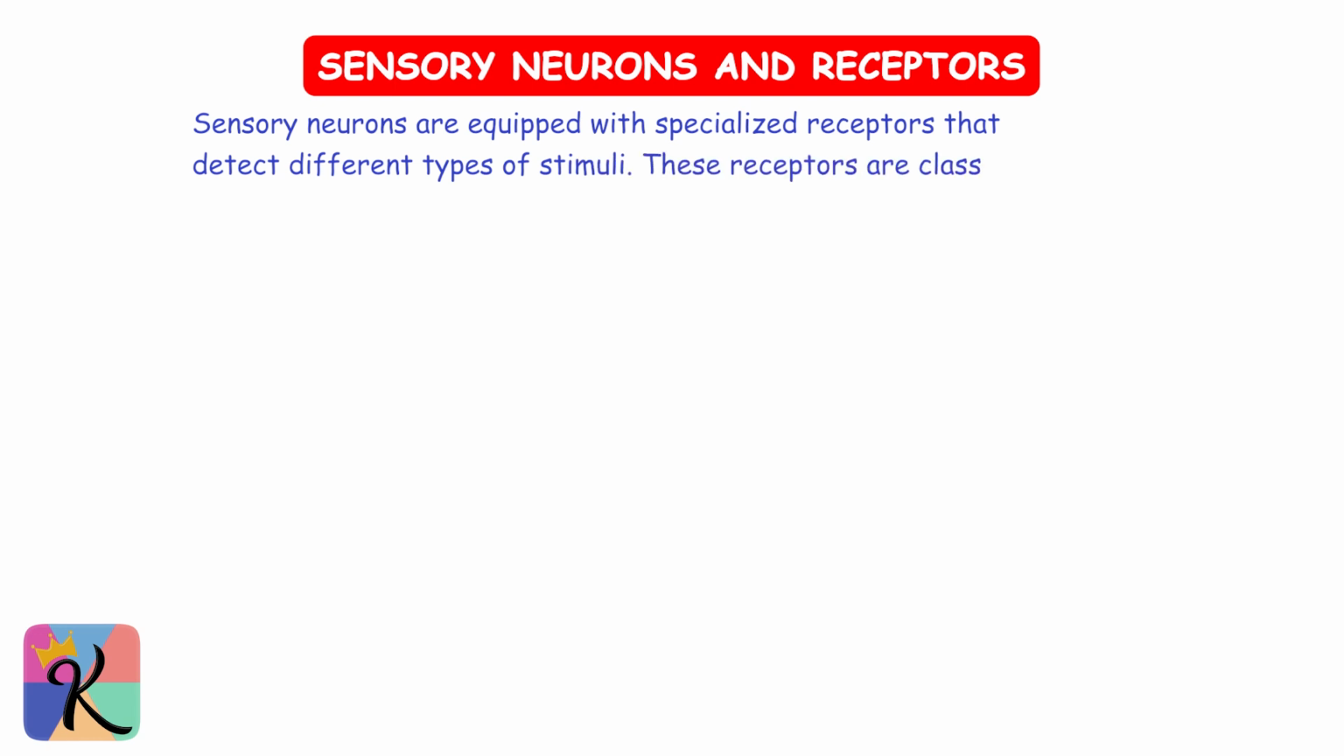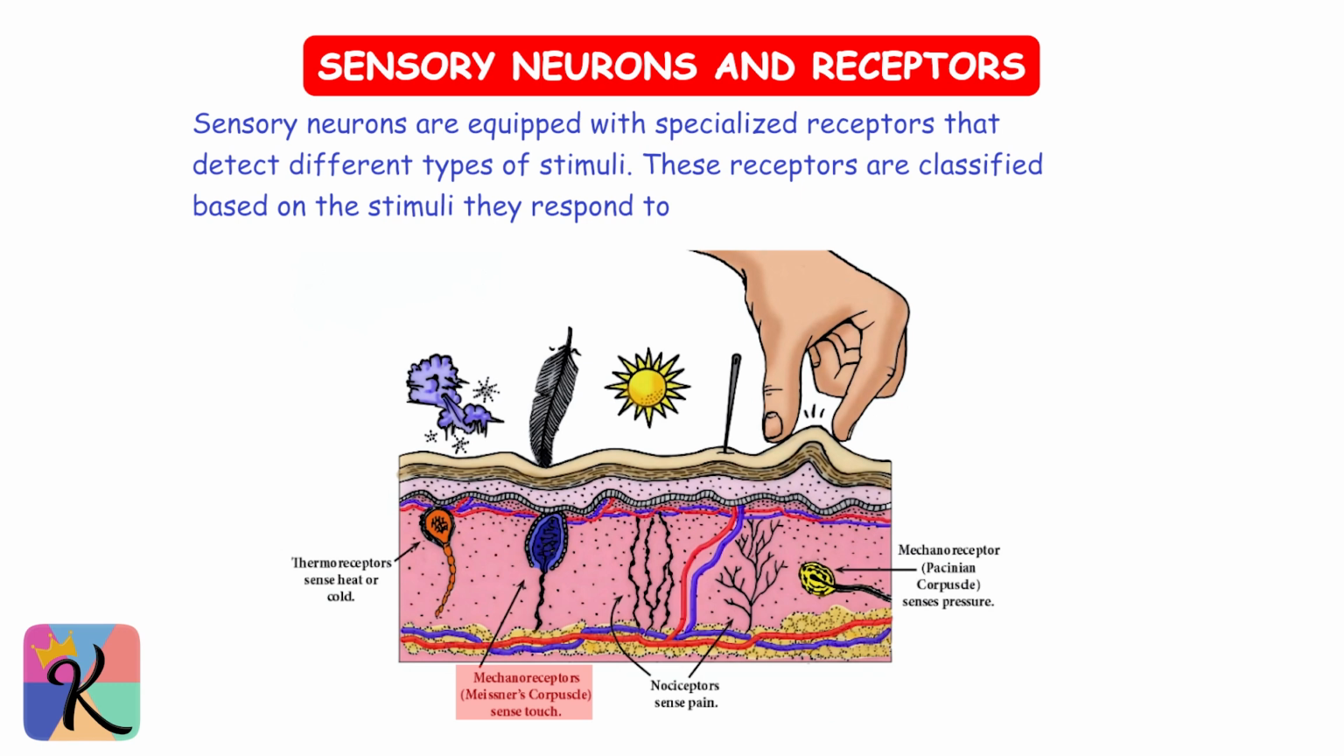Sensory neurons are equipped with specialized receptors that detect different types of stimuli. These receptors are classified based on the stimuli they respond to. Mechanoreceptors detect touch and proprioception, the sense of body position. Nociceptors respond to pain. Thermoreceptors sense temperature.